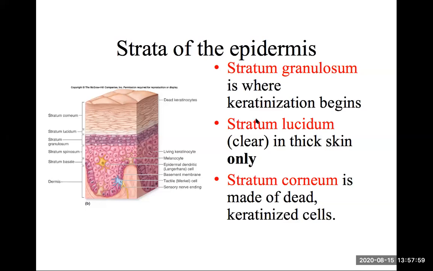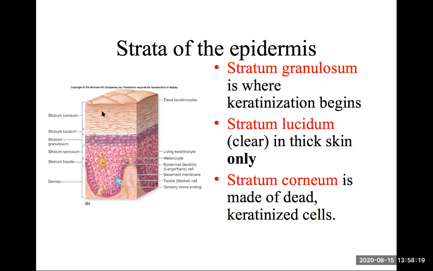The fourth layer is called stratum lucidum. The word lucid or lucidum means clear. And notice that we have this layer of clear tissue just a few cell layers thick. And this is only going to occur in one type of skin that we'll define later called thick skin.